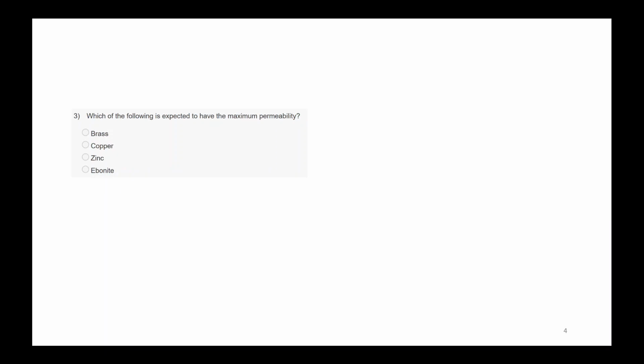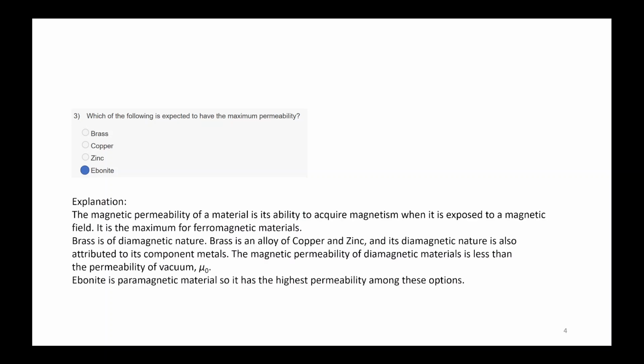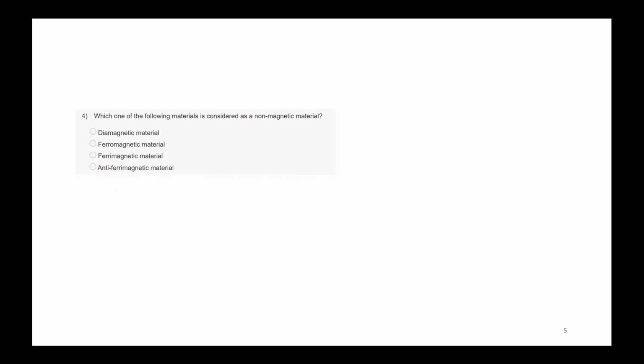The third question was which of the following is expected to have maximum permeability? The answer will be ebonite, because the others are diamagnetic materials, and this is paramagnetic. Which of the following materials is considered as a non-magnetic material?